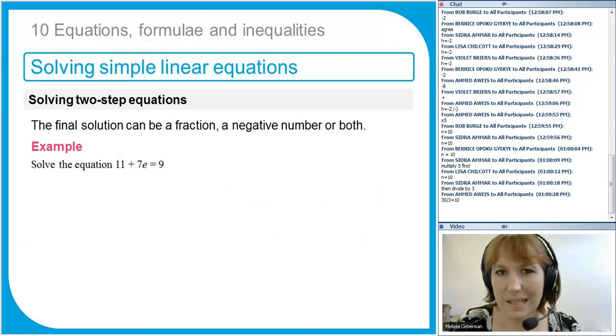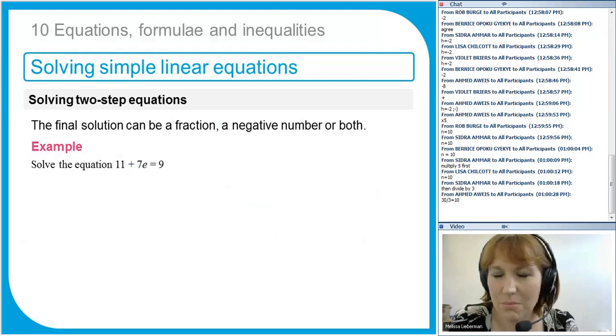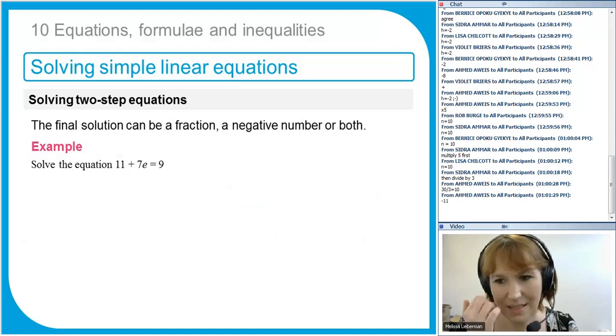Okay, here's another one now. This one is a little bit more difficult because we've got the 7e in the second part of the equation. So we might have some negative numbers. We can have negative numbers. We can have fractions. That's absolutely fine. Don't worry about that. It can happen in algebra as long as you follow the steps. The solution will be right. So let's have a look at this example.